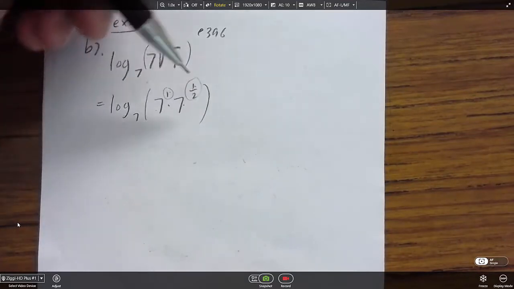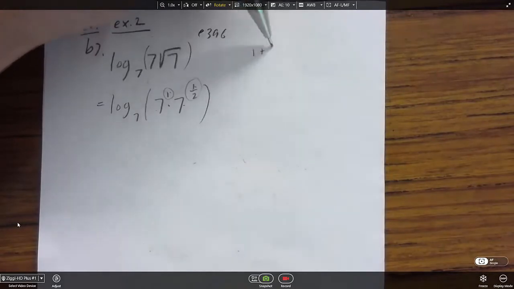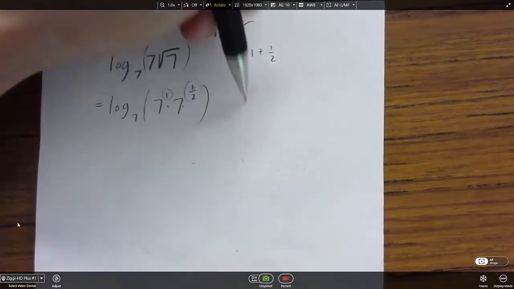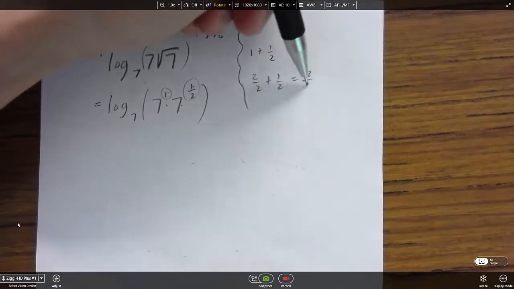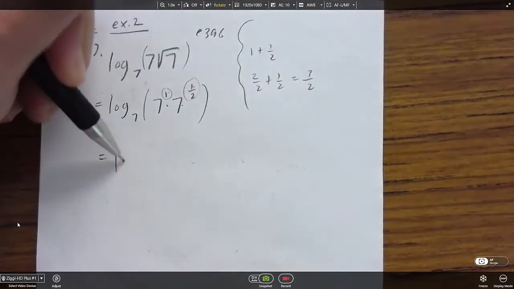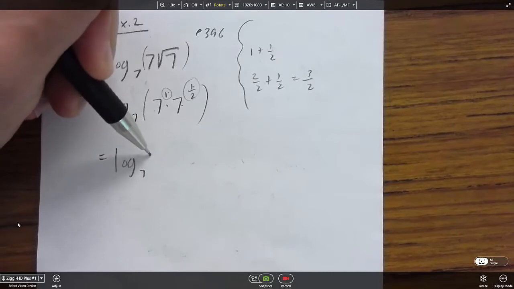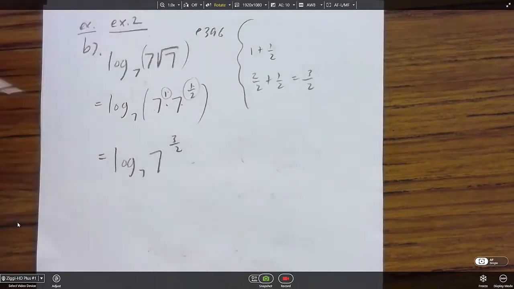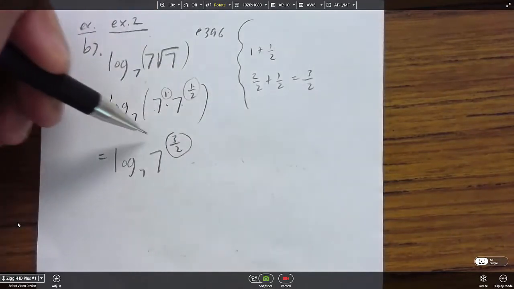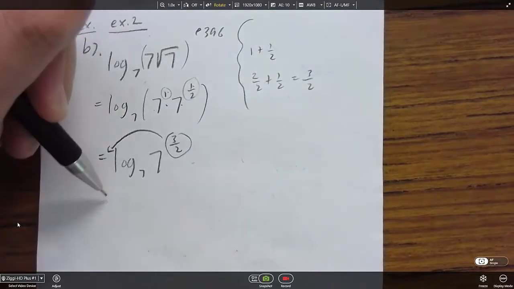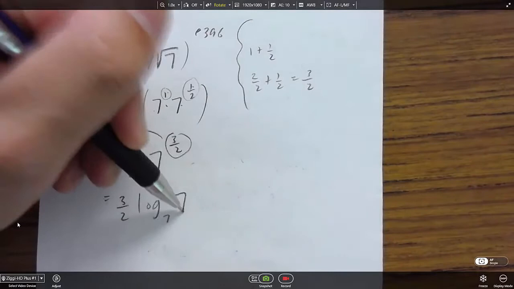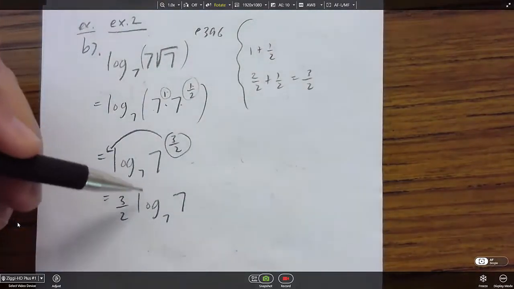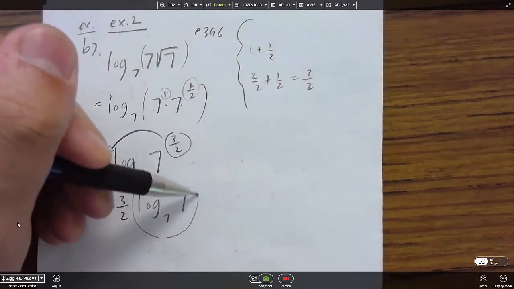We're going to add this. What is 1 plus 1/2? 1 plus 1/2, this is just thinking on the side here, equals 2 over 2 plus 1/2, which is 3 over 2. And so this question becomes log base 7, 7 to the 3 over 2. And we're going to drop the exponent like it's hot in front. And so what we get is 3 over 2 log base 7 of 7. And the question is, can we simplify further?